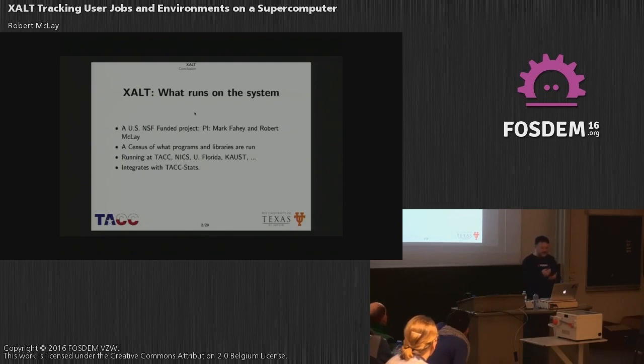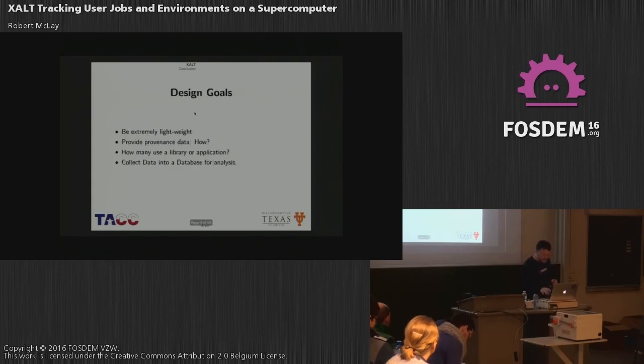Xalt is currently running at TAC, the site I come from, at NYX, at University of Florida, at KAUST, also at NCSA, and it can integrate with other tools like TACStats, which I won't bore you with because I don't have time. So our goals are to be extremely lightweight. We want the users to not know anything that's going on. We'd like to provide provenance data, i.e. I'd like to be able to tell a user, if they asked, 6 months ago you ran this program with these environment variables, and this was the command line on this machine. We'd like to know what libraries people use. And we want to collect data into a database for analysis, but you could also use tools like Splunk or Elasticsearch to do this analysis as well.